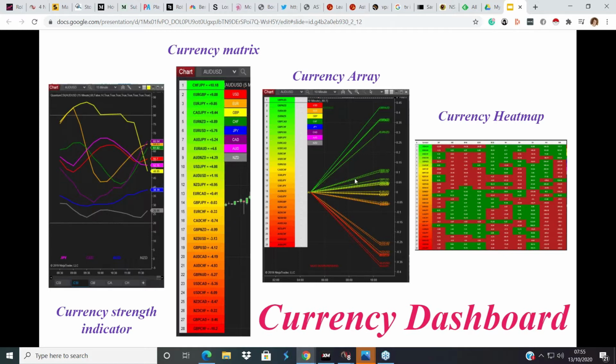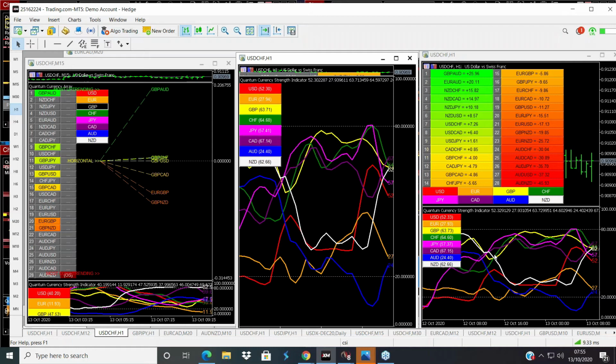We've also got the currency array, which looks at the strength of trend, and then we've got the currency heat map, which looks at all the pairs in multiple timeframes. But as always, it's much easier if we actually see things on the charts. Now, I've got MT4 and MT5. I think I'm going to focus a little bit more on MT4. And actually, I've got MT5 today.